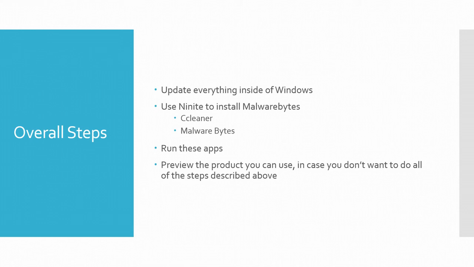CCleaner didn't like that because they make their money from the pro version and, like I said, from those toolbars. So they asked Ninite to remove their application from their site, so they did. So I'll have to show you how to download and install CCleaner from their website. After you download CCleaner and Malwarebytes, you'll run these applications, and I'll walk you through that as well. And then after that, I'll give you a quick preview of the product you can use if you don't want to follow the steps that I've outlined here to clean up your computer.